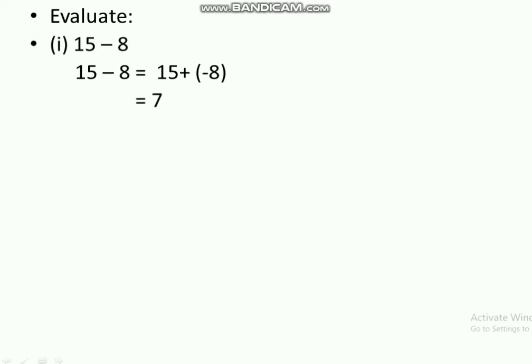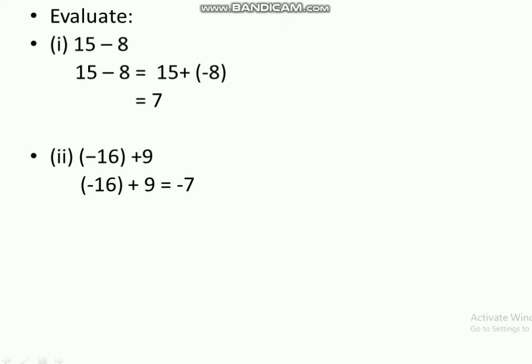The second question is negative 16 plus 9. Here also we have to add two numbers having two different signs. So find the difference and put the sign of the greatest number. The difference between 16 and 9 is 7. And the sign of 16 is negative, which is the largest number. So our answer is negative 7.